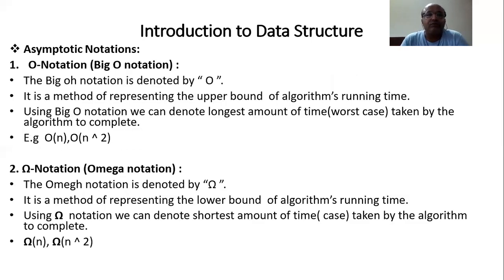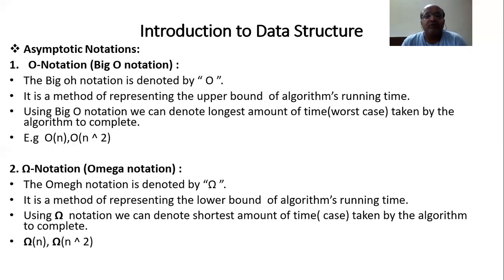Now the first one, that is what? Big O notation. As its name implies, the Big O notation is denoted by what? Capital O. Now, it is a method of representing the upper bound of an algorithm's running time.